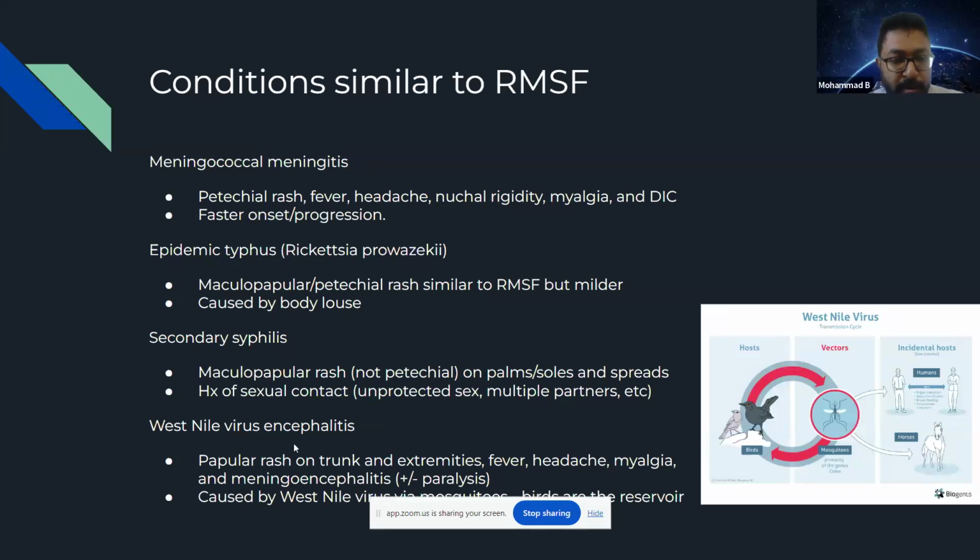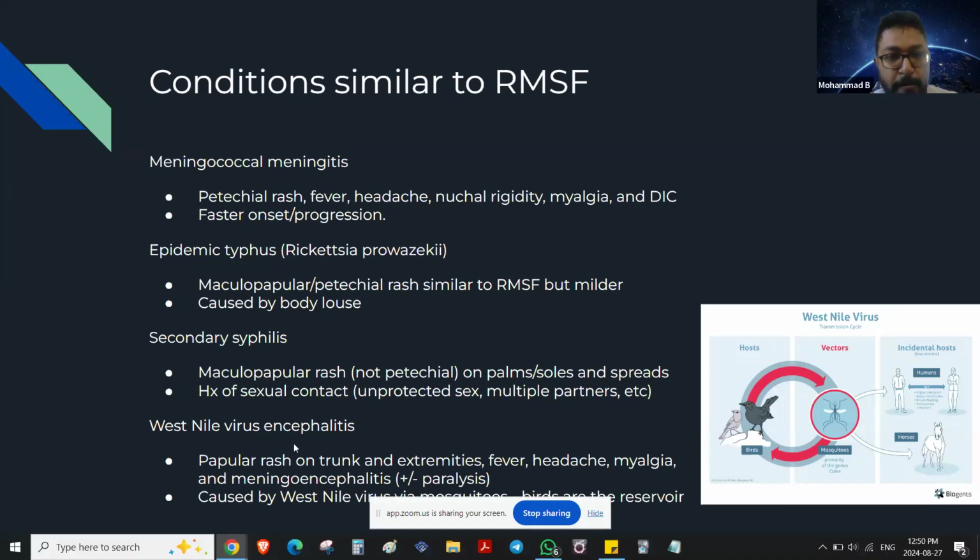And lastly, we have West Nile virus. It also has a rash on the extremities, fever, headaches, myalgia, same as RMSF, but this one would be caused by a mosquito. And usually, it's birds that are the reservoir for this virus.